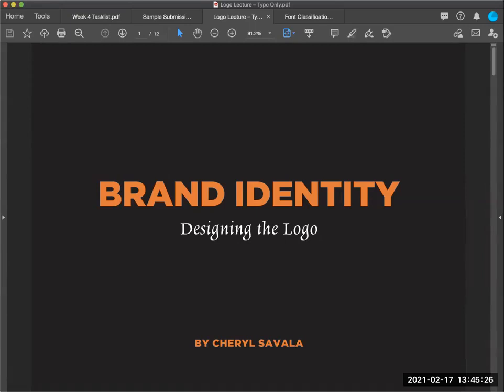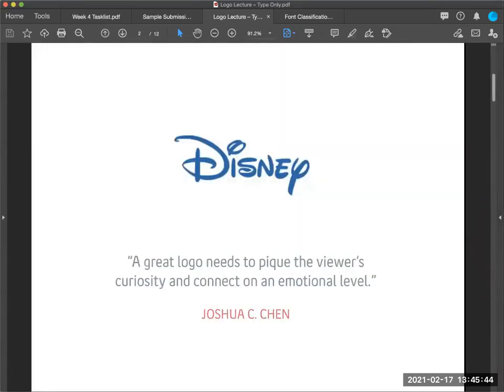Branding refers to video, refers to writing, refers to photography, refers to a broader range of subjects. Brand identity refers specifically to the design of the mark that represents the business.